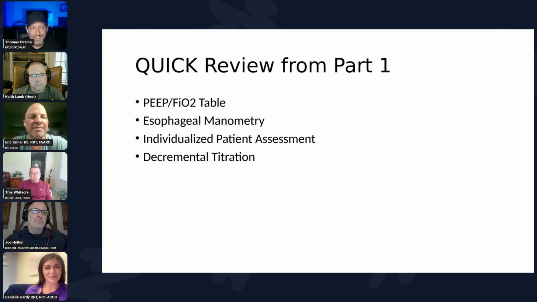Let's move. I'm going to try to keep control of this and move forward. Decremental PEEP titration. I think we had touched on this. We had mentioned EIT, and I think we're going to talk a little bit more about EIT today. And it's a fitting end to that. But in terms of decremental PEEP titration, who wants to explain this process? Troy, why don't we get you going in there?